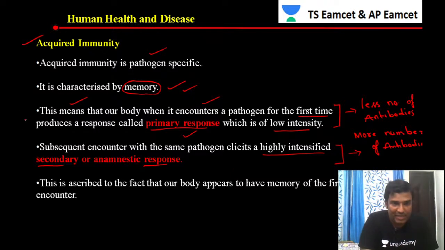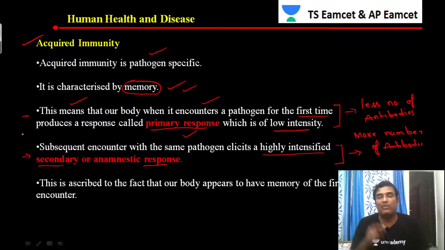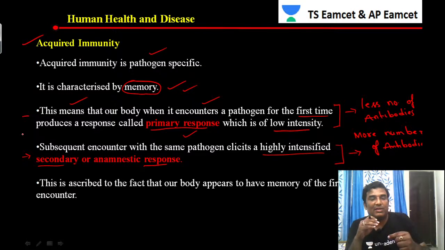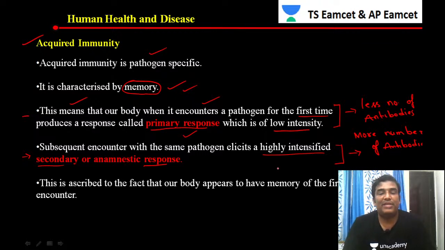Because of this primary response and secondary response, the vaccine works under this principle only. When you inject vaccine, the response produced is the primary response. When the same person who took the vaccine encounters coronavirus, that person will get protection, and that is the secondary response. This principle is totally based upon the primary and secondary response, and based upon this principle only, vaccine is prepared.